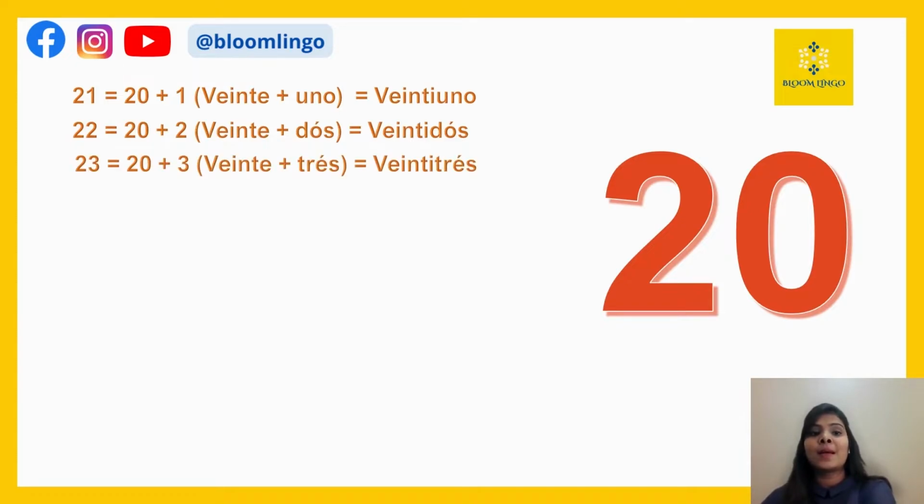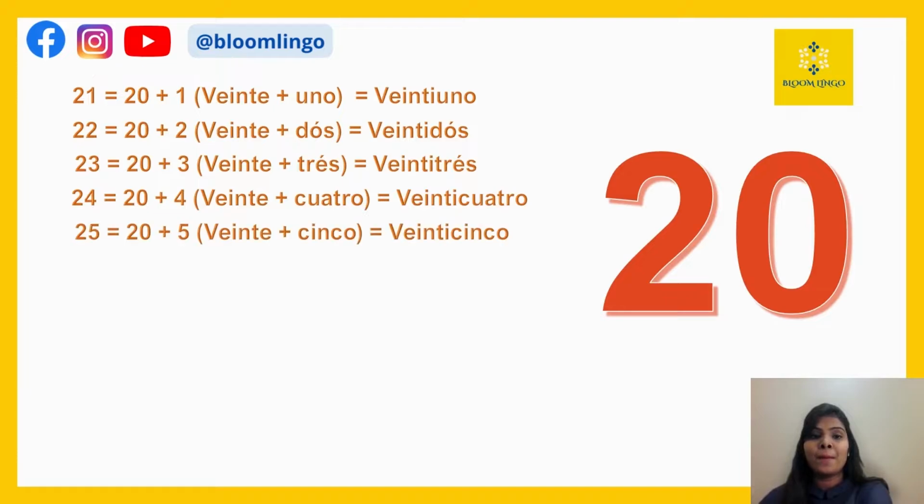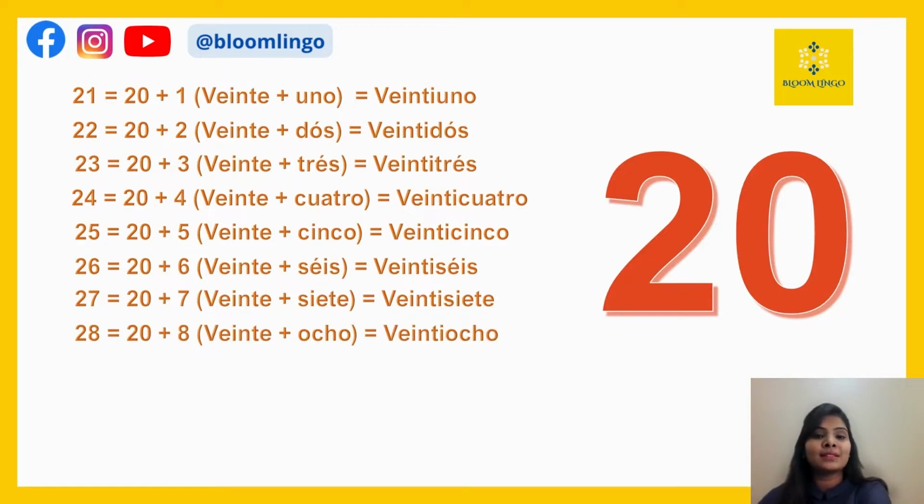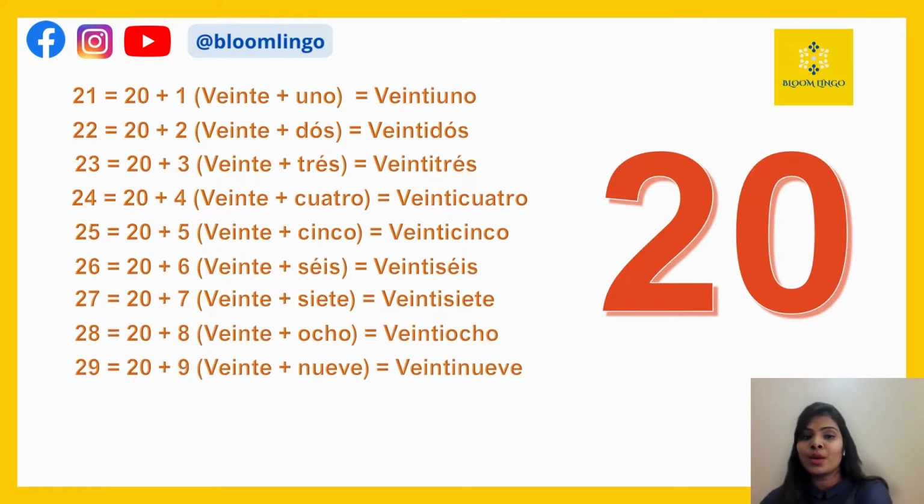22, 23, 24, 25, 26, 27, 28, 29, and there you go. It is 30, treinta. Now there will be a slight change from 30 to 100, which we will see next.